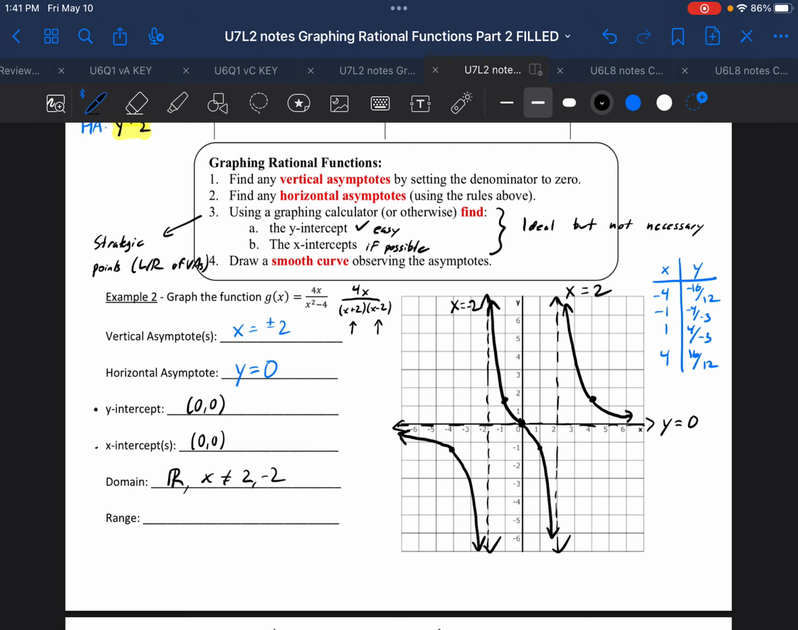All right, so our range is actually what we thought before. It's all real values. We have everything below 0 covered here. We have everything above 0 covered here. We have 0 right there. So the range is all real numbers.